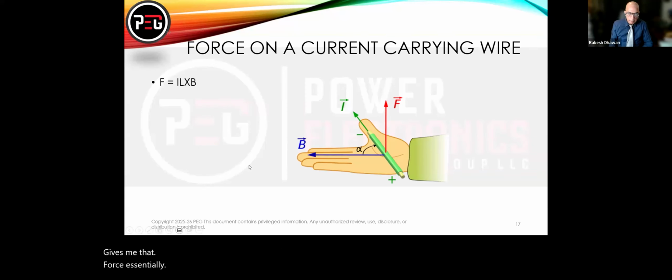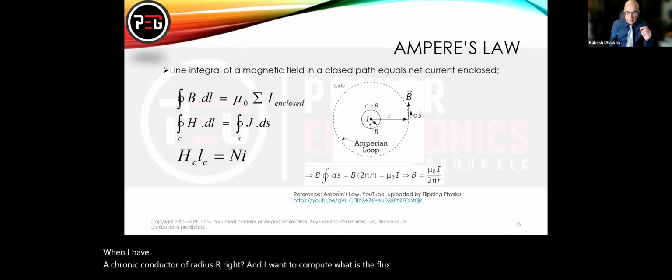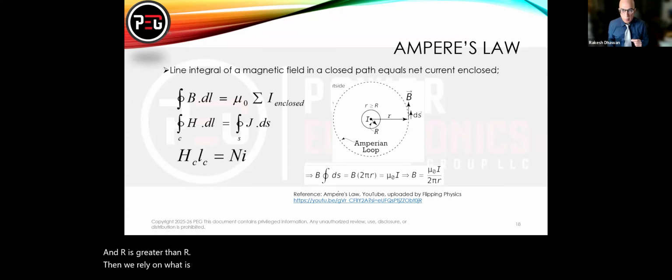All right. Now, another aspect we want to talk about is when I have a current-carrying conductor of radius R, and I want to compute what flux density it is generating at a point small r, where r is greater than R. Then we rely on what is called Ampere's law.